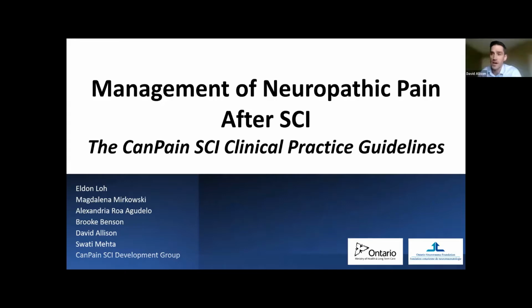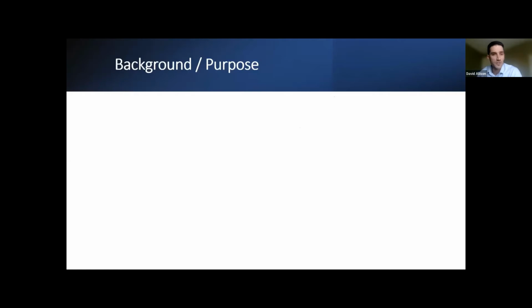Specifically, I'm going to be talking about the Campaign Spinal Cord Injury Clinical Practice Guidelines. Before I get into it, just to give a little background and rationale as to why these guidelines were developed. Really, it's because we know that neuropathic pain is highly prevalent following spinal cord injury and has a really large impact on people's lives. But there really was not any standardized guidance as far as how to manage neuropathic pain after spinal cord injury in the form of clear recommendations. And so we did feel that there was really a need to develop these guidelines.